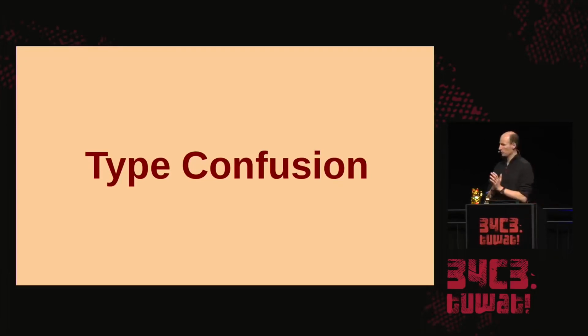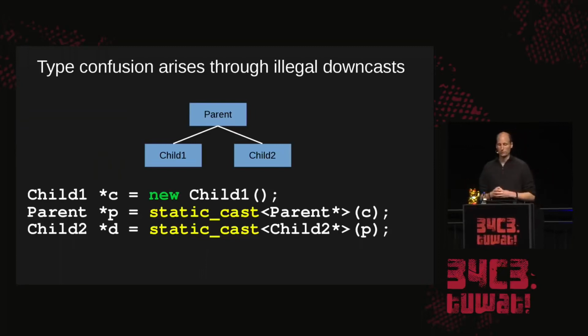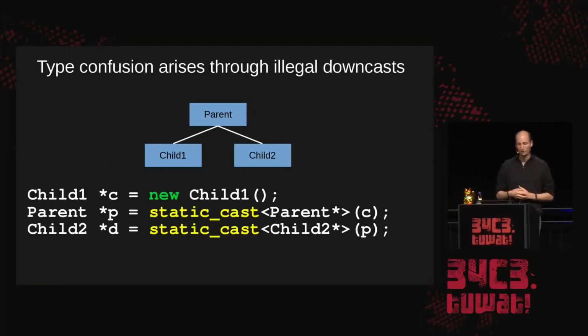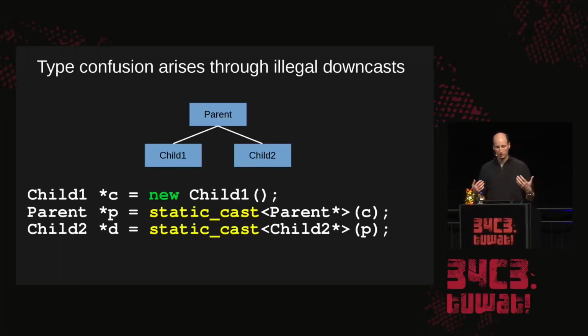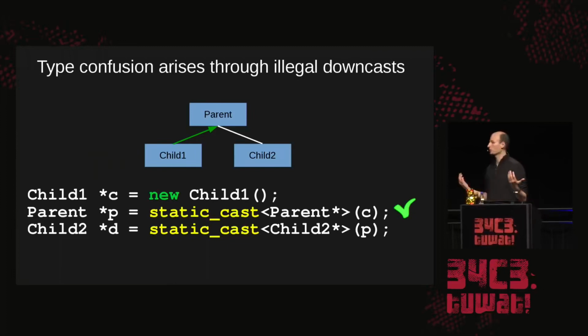So now with this knowledge, what actually is type confusion? Type confusion arises through illegal downcasts. Assume we have the following type hierarchy. We have a parent class and two dependent classes, child1 and child2. Now, if we allocate an object child1 of type child1 and we store it in the C pointer, we can cast it to a parent type, right? So we can cast from the child1 object to the parent object. And as these two classes are dependent, this is a valid cast.